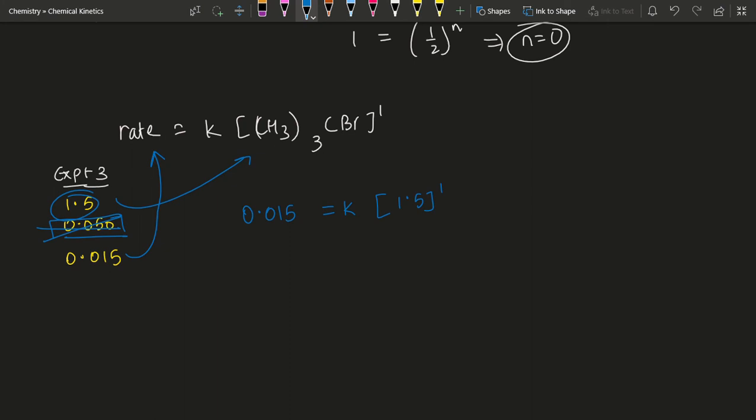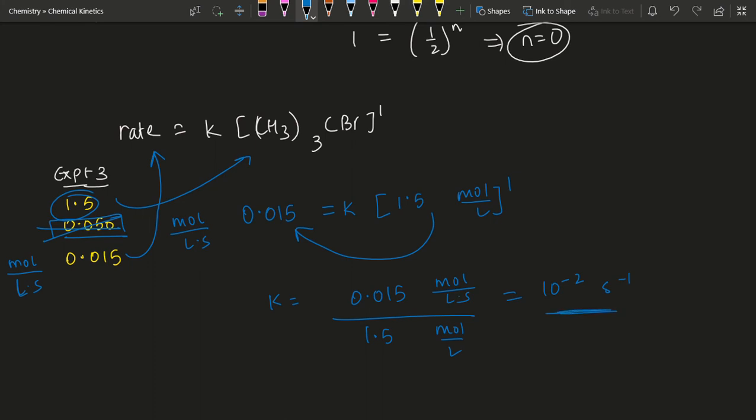Now the unit of the rate we just talked about, it is in the problem statement, it's moles per liter second. And here the unit is moles per liter to the power 1. Now what you can do is take this entire stuff to the other side. So k is equal to 0.015 moles per liter second over 1.5 moles per liter. And if you divide that out, you would get 10 to the power negative 2 second inverse. And this is the rate constant.